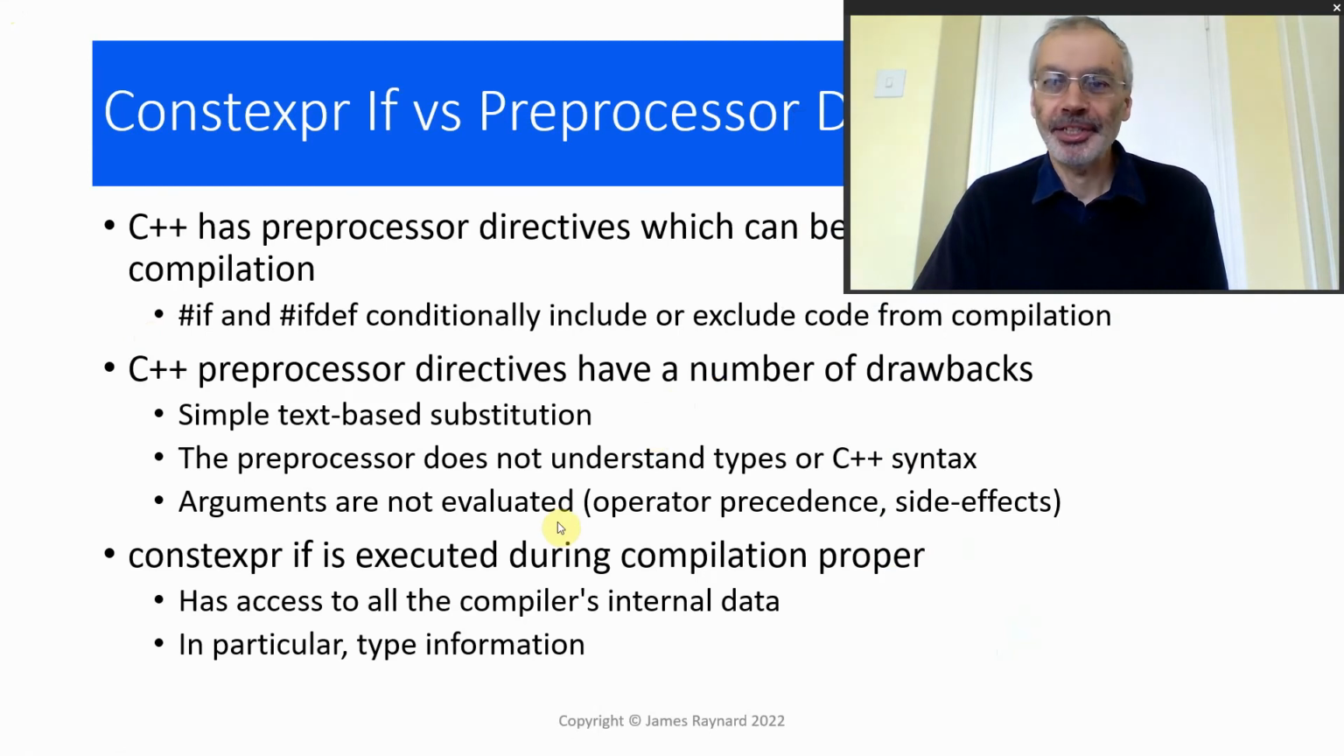It does not evaluate any arguments, so we can have problems involving operator precedence and expressions with side effects. With Constexpr If, this is executed by the compiler during the compilation, so it has access to everything that the compiler knows about C++ and the program. In particular, it knows about type information.